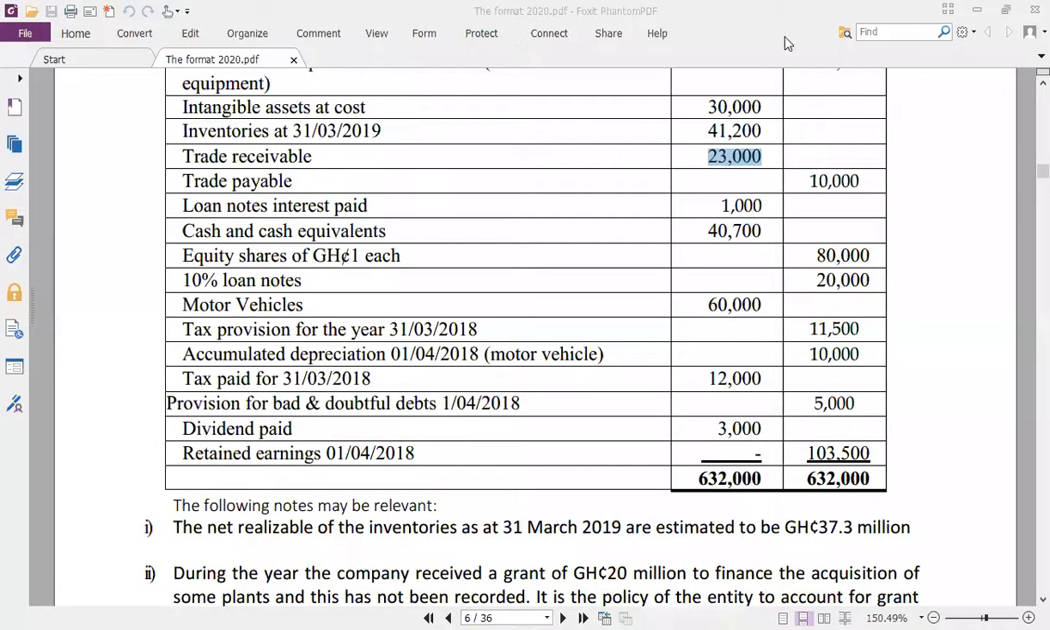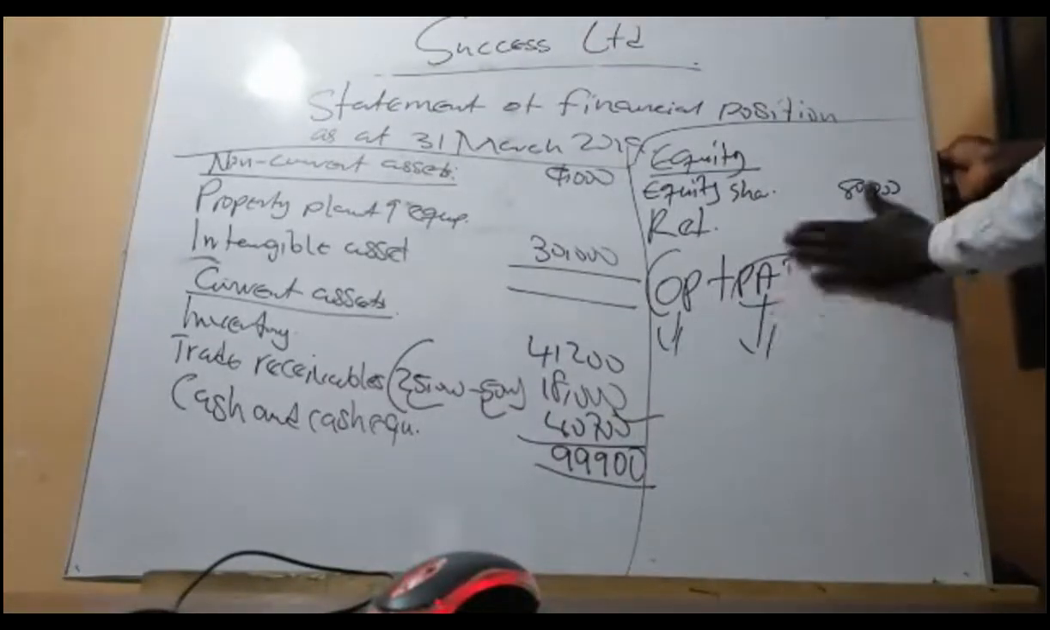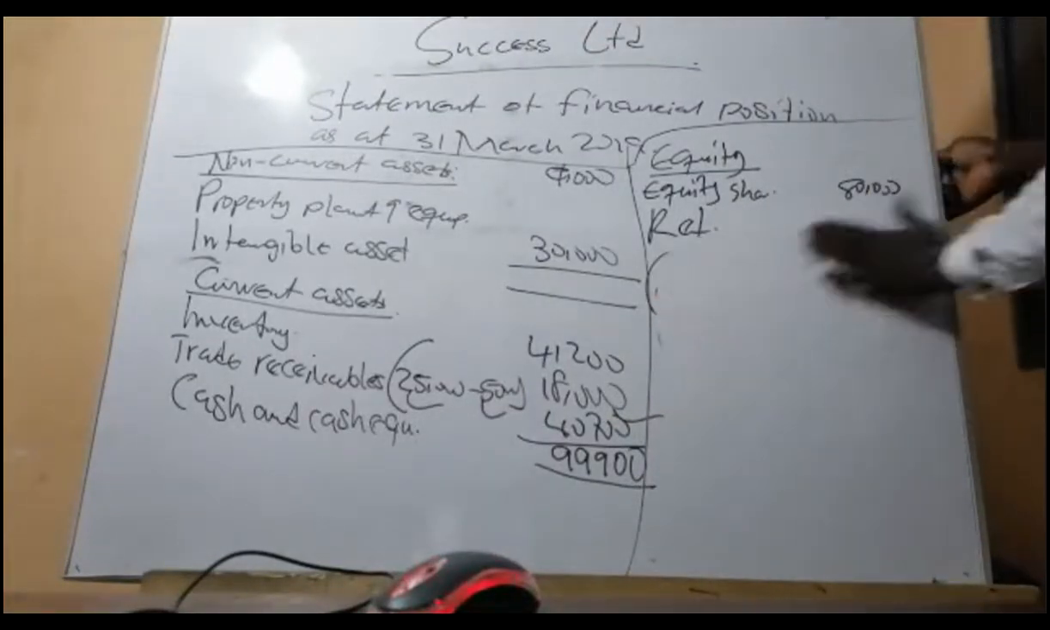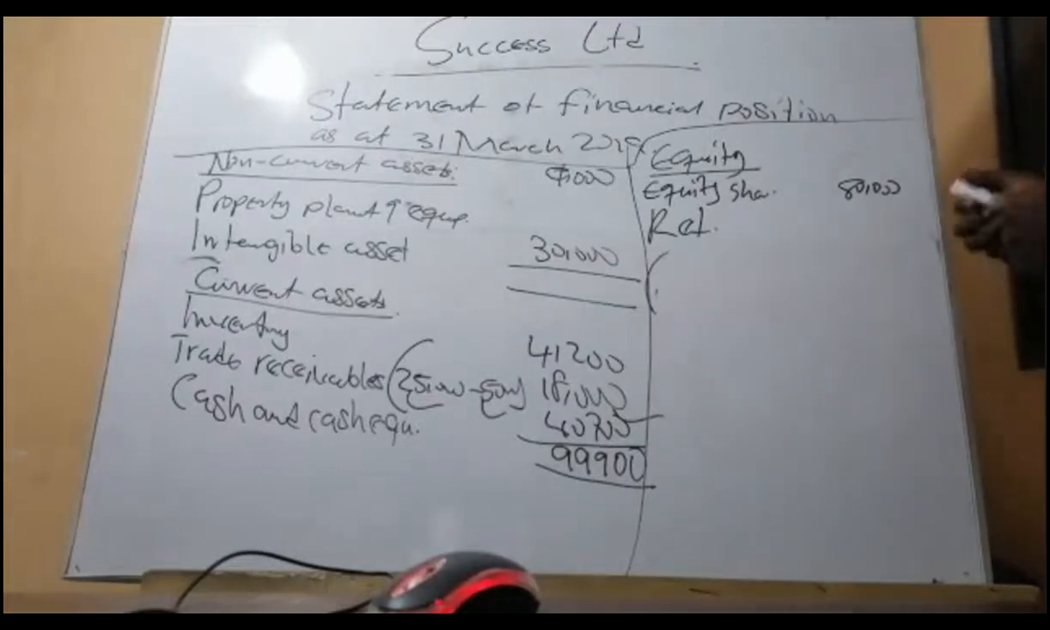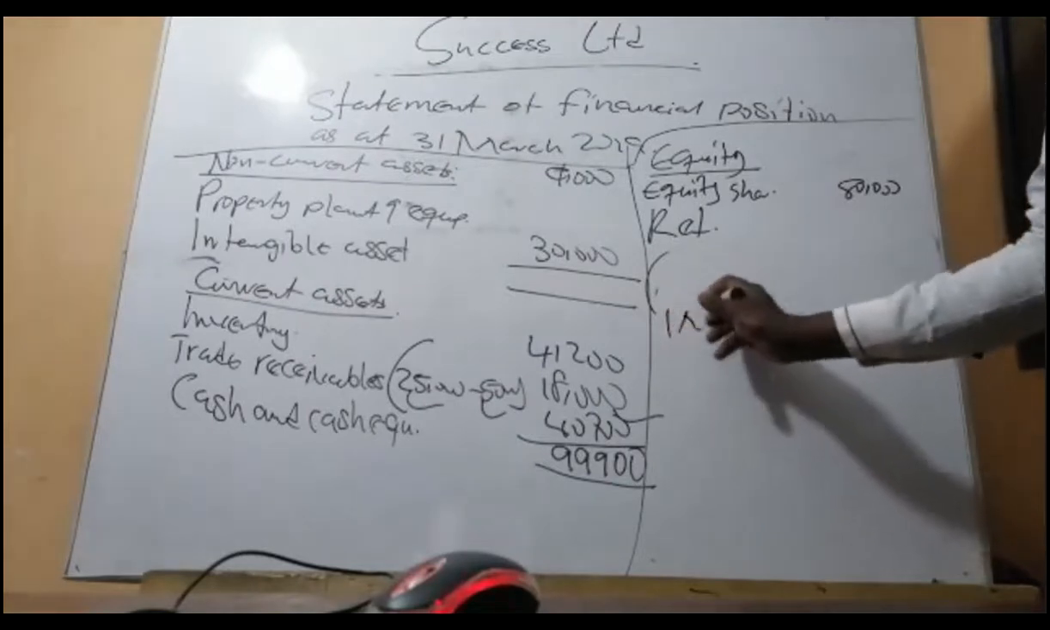So the opening balance is 103,500, right? Opening balance is 103,500. I'm going to do the workings. So let's go do the workings. I'll do the workings too. So, workings number 2.